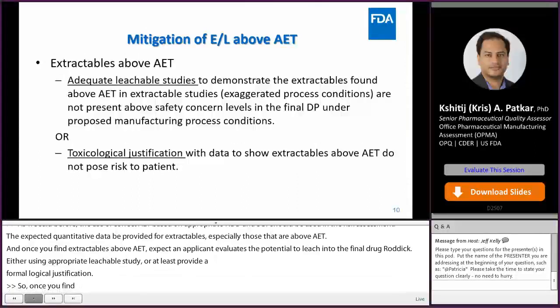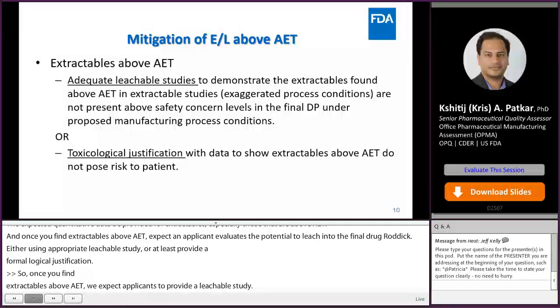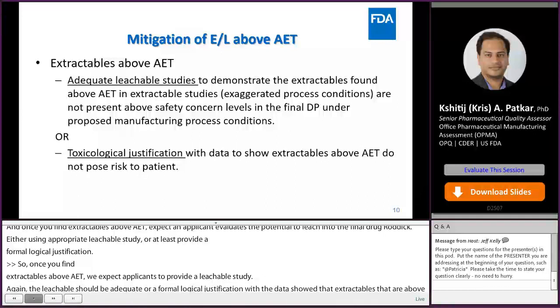So once you find extractables above AET, we expect applicant to provide leachable study. Again, the leachable study should be adequate, or a pharmacological justification with the data to show that extractables that are above AET do not pose risk to the patient.